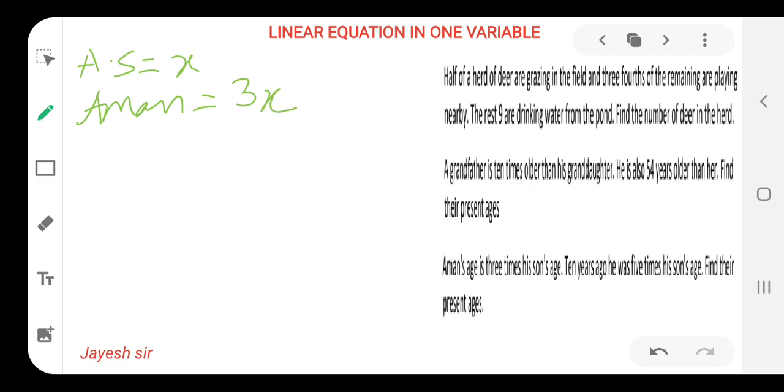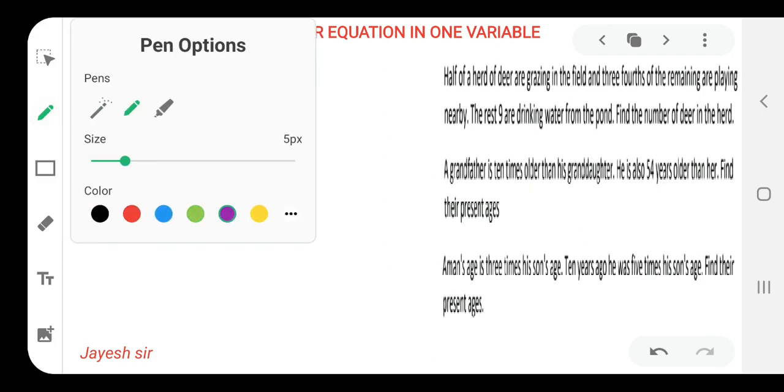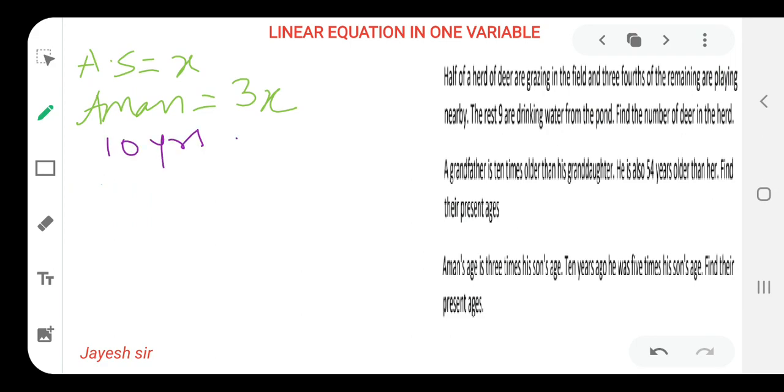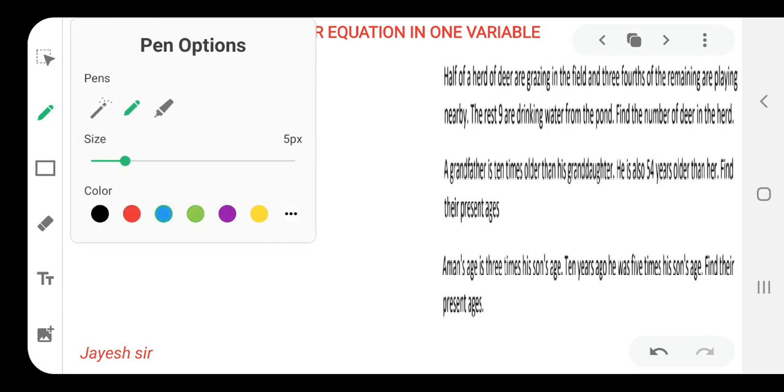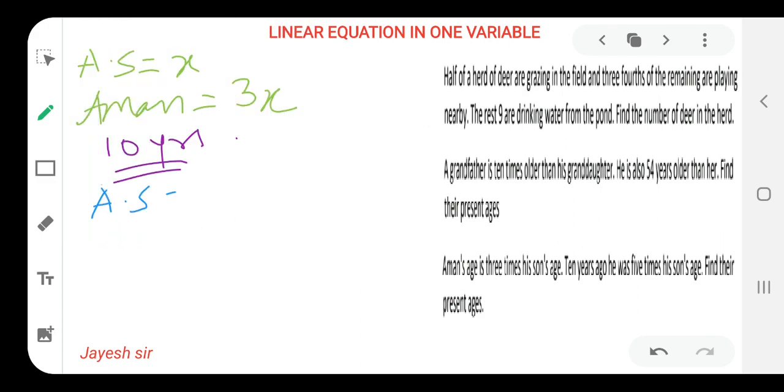10 years ago, he was 5 times his son's age. He is talking about Aman. So let's move to 10 years ago. That means we'll subtract 10 from both their ages. So Aman's son's age before 10 years would be x minus 10, and Aman's age before 10 years would be 3x minus 10. Yes, friends, I hope you are all clear till now. Aman's son is x years now, so before 10 years it would be x minus 10, and Aman's age now is 3x, and before 10 years it would be 3x minus 10.